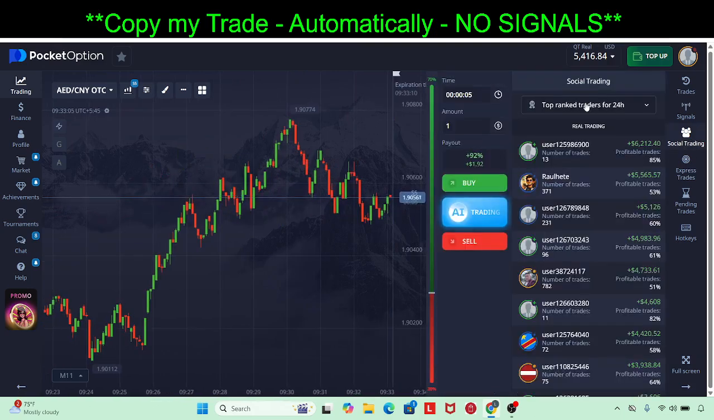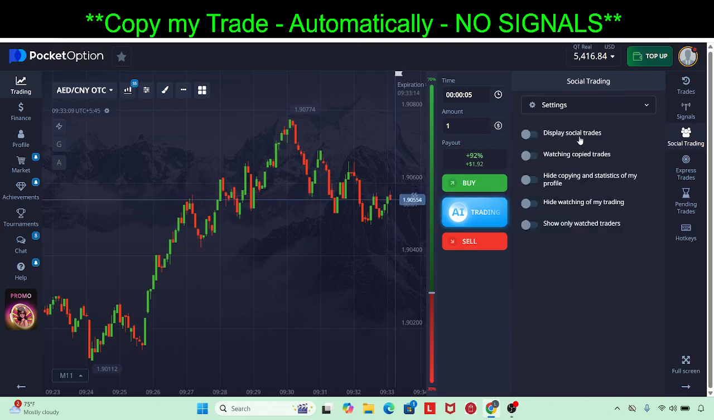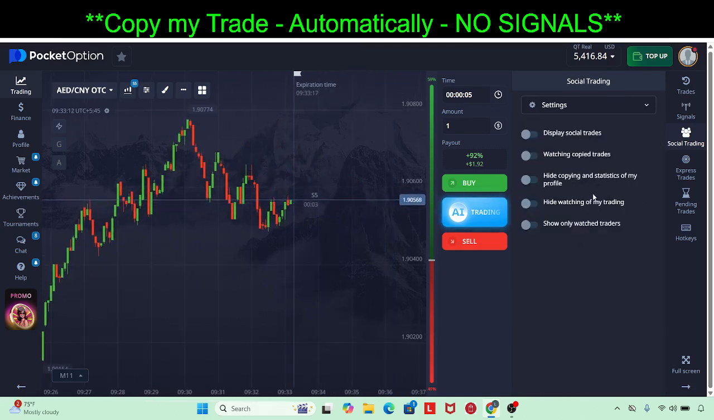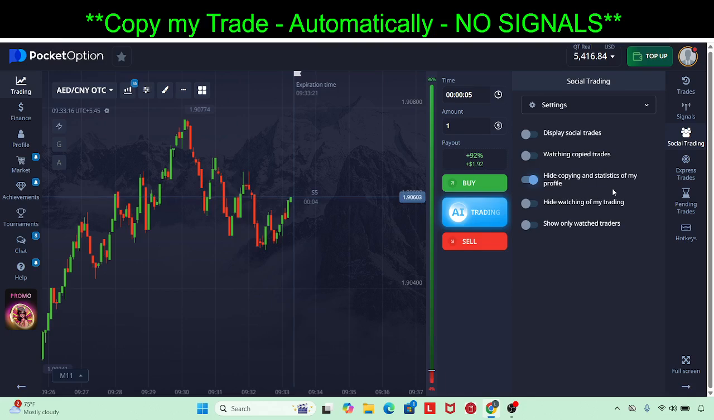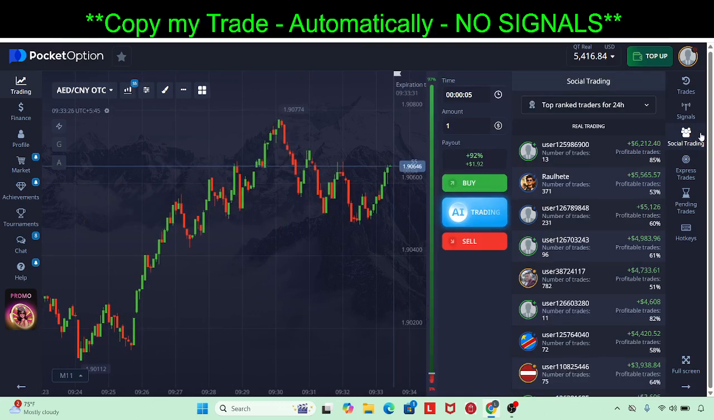Similarly, if you click on here and click on settings, and if you don't want other people to copy your trade, then you can just turn it on, hide copying and statistics of my profile, and your trades will not be able to be copied by other users. Okay. So these are the functions of this social trading.